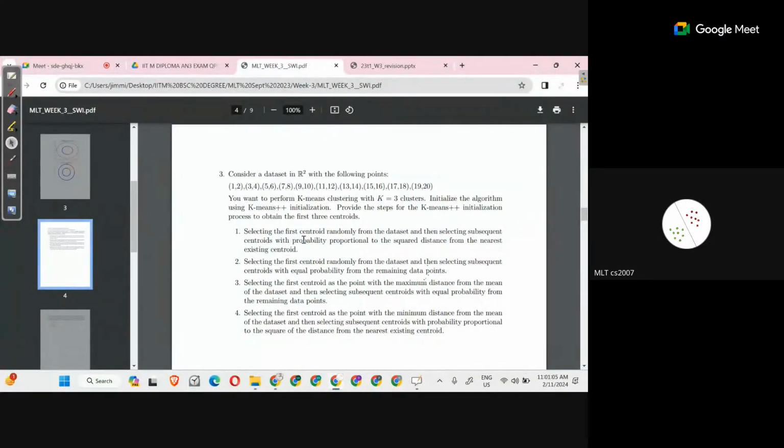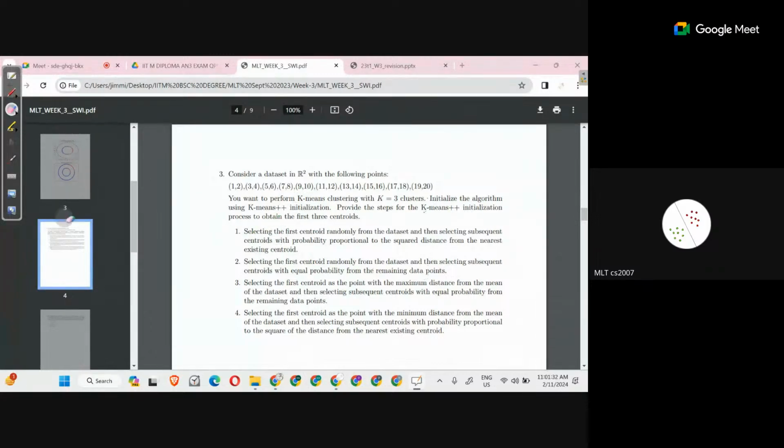Which says that selecting the first centroid randomly from the data set and then selecting subsequent centroids with equal probability from the remaining data points. So we know that the probability is not equal. The probability is different based on the distance. Previously we also discussed that it should be proportional to the square of the distance. So option 1 is correct. I hope it is clear.